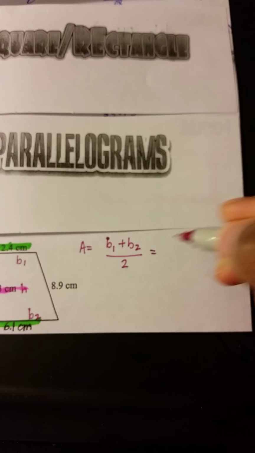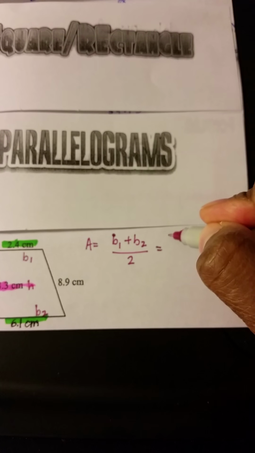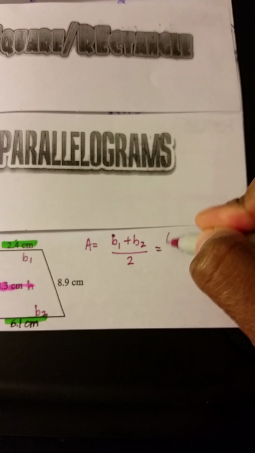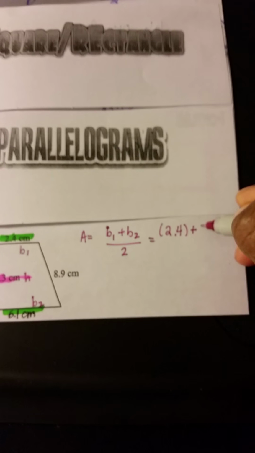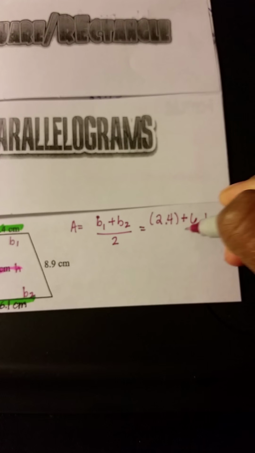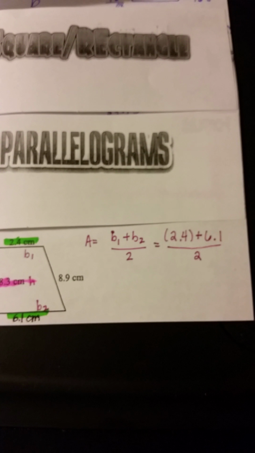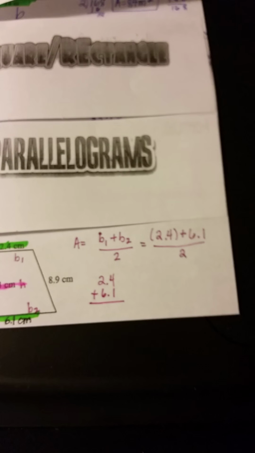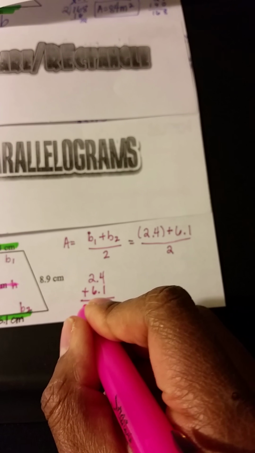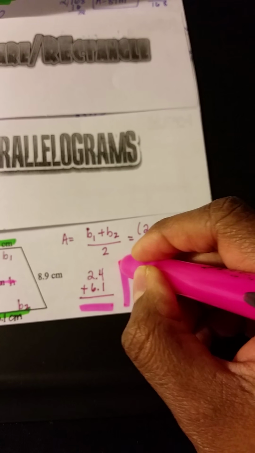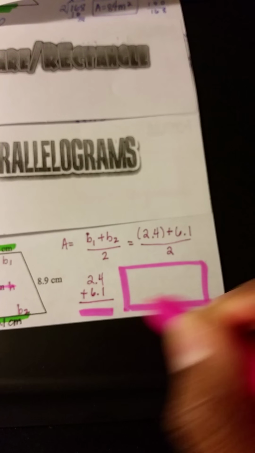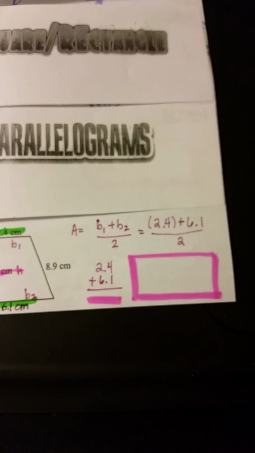Okay, I'm going to plug in my numbers. So I have base 1 is 2.4 plus base 2 is 6.1 and divided by 2. Okay, so 2.4 plus 6.1. I'm going to get my answer. Now I want you to solve that and get your answer there.